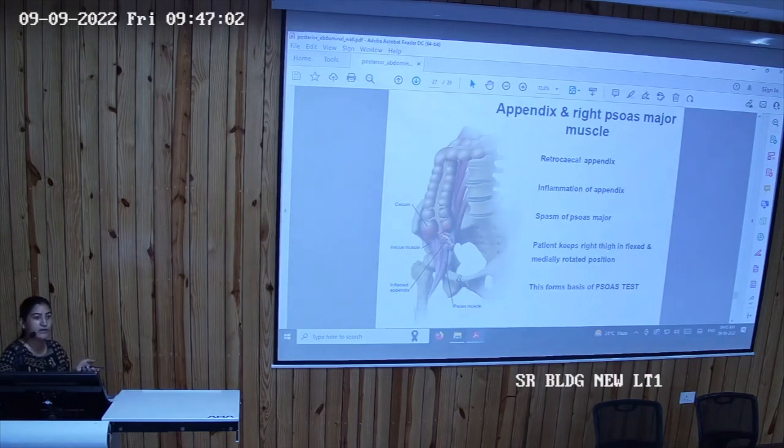So this would be the position of the patient when the patient will present to you. So this is the basis of the psoas test. Psoas test we do when there is a patient who is coming to us with appendicitis.